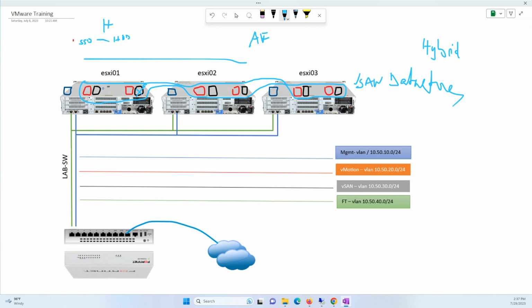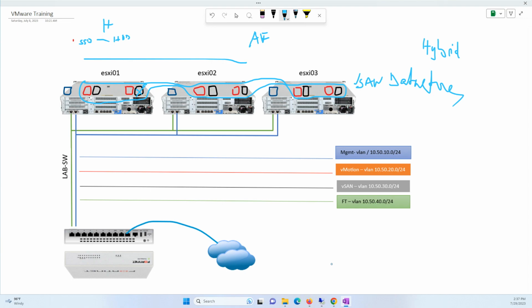It is something that is available, and with the performance that you get over the hybrid, now they don't use hybrid anymore. So for all deployments, if you can, go with all flash. All your disks are flash disks.